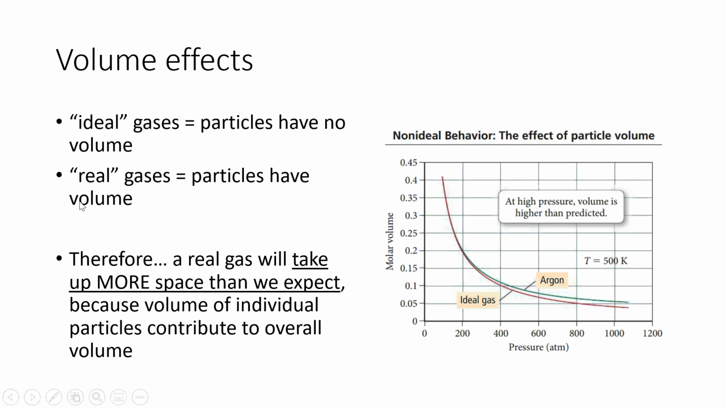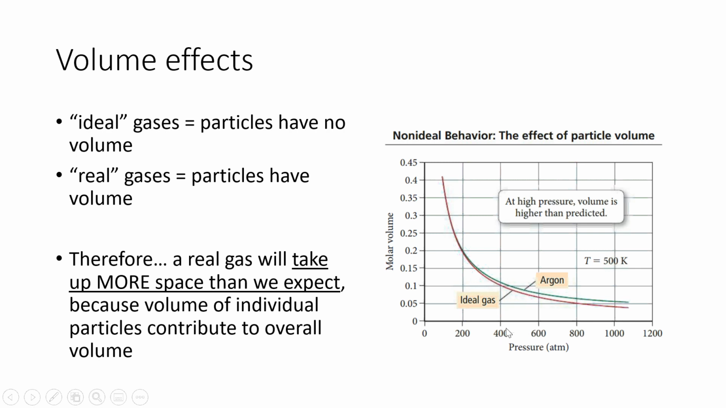Volume effects. Remember, with ideal gases, we assume the particles have no volume, but with real gases the particles do have volume. They take up space. Therefore, a real gas is going to take up more space than we'd expect, because the volume of those individual particles contributes to the overall volume. But this is only really noticeable at high pressure conditions. Here's a graph showing volume versus pressure. The red is the ideal gas line, and green is argon. You can see that under high pressures, the volume's higher than we would predict for an ideal gas.